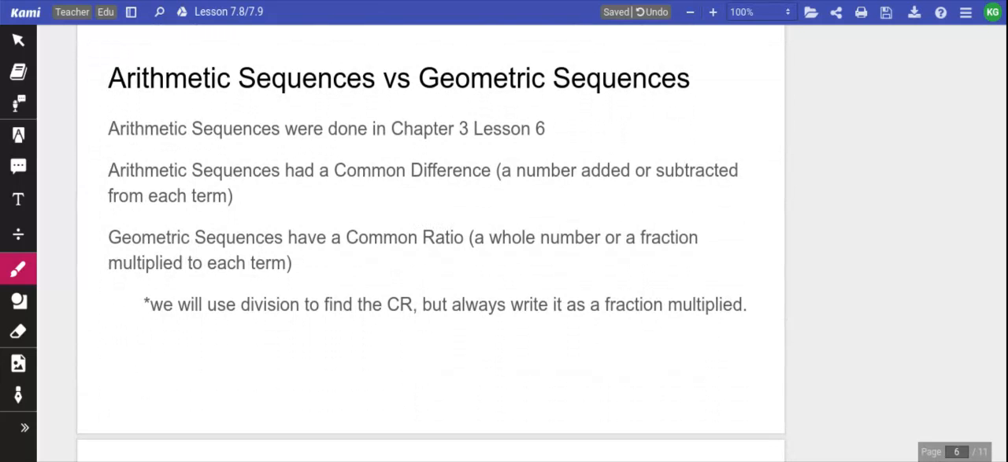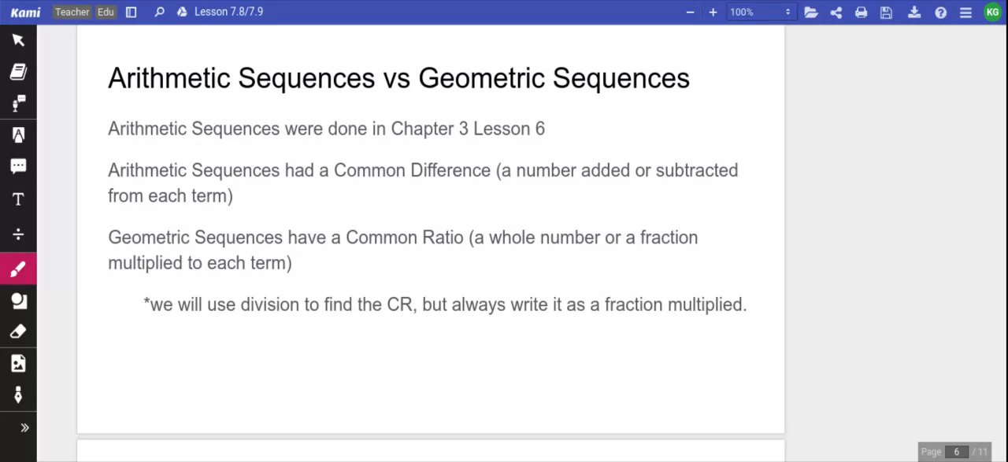Now moving on to lesson 9, which is geometric sequences. We did arithmetic sequences back in chapter 3, lesson 6. And when we did those, we were looking for a common difference between our numbers. So we were looking for a number added or subtracted to get from one term to the next. So for geometric sequence, we're looking for a common ratio, which is a number that is multiplied, either a whole number or a fraction, because we're not going to do division here. Instead of saying divide by 2, we're going to say times by half. So we're only going to do multiplication.